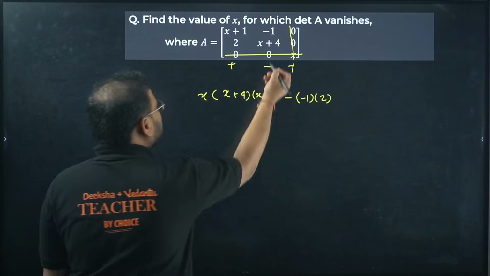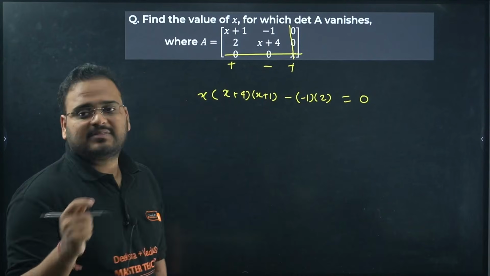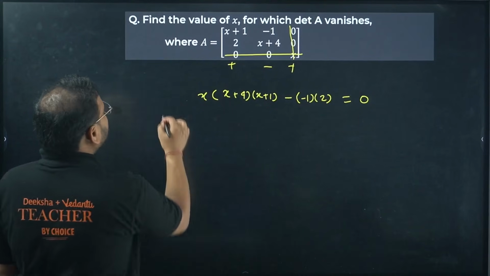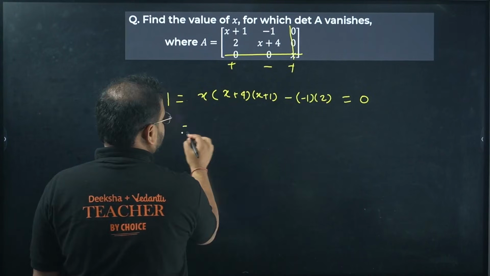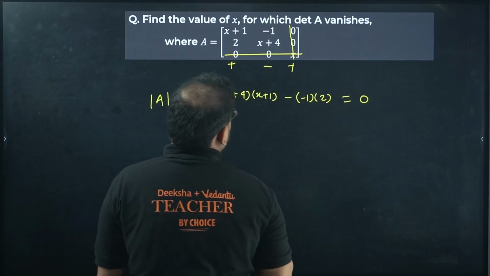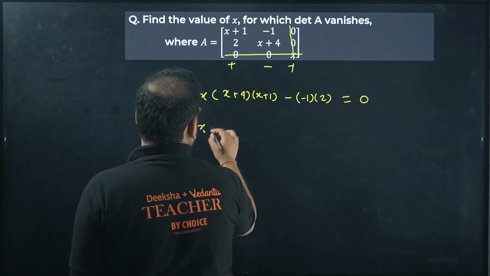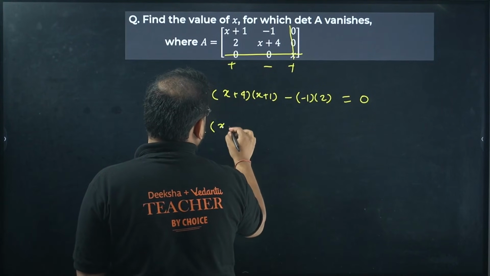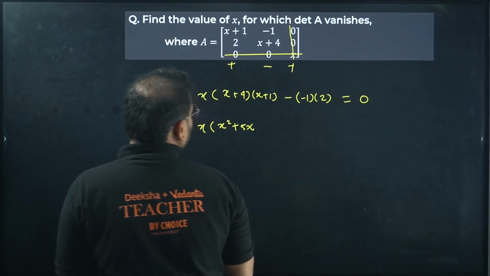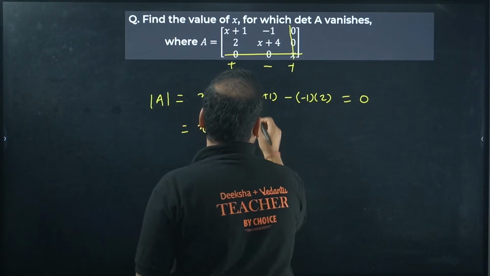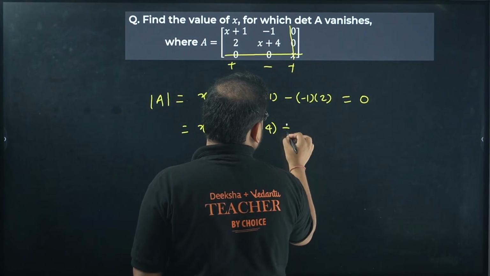Now, vanishes means the determinant will be 0. I'm looking to find the x value. When they say determinant of A vanishes, it means determinant of A becomes equal to 0. Let's solve this now. x plus 1, x plus 4, and like this, what do we get? x square plus 4x and x, so 5x, and we have over here plus 2.